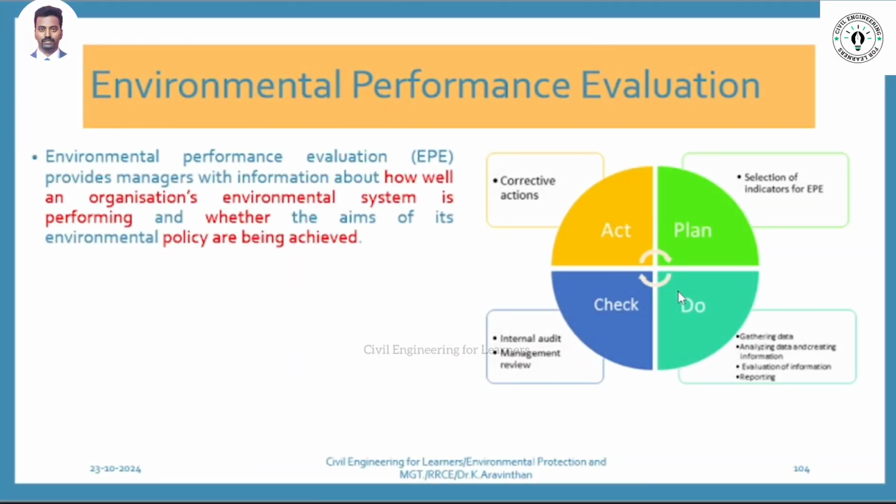Environmental performance evaluation has four parts. The first part is called planning. According to the Central Pollution Control Board, there are 117 types of industries available in India.